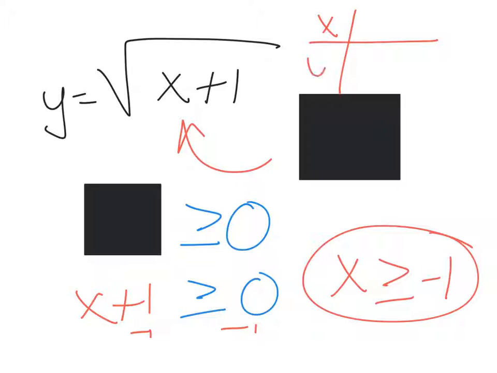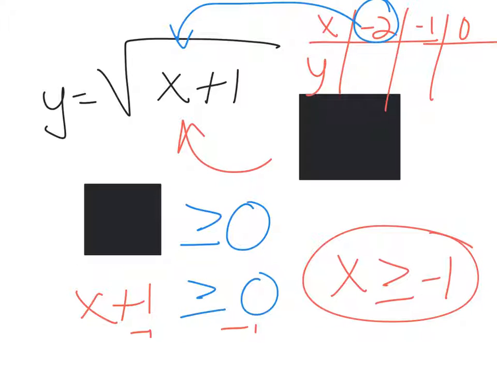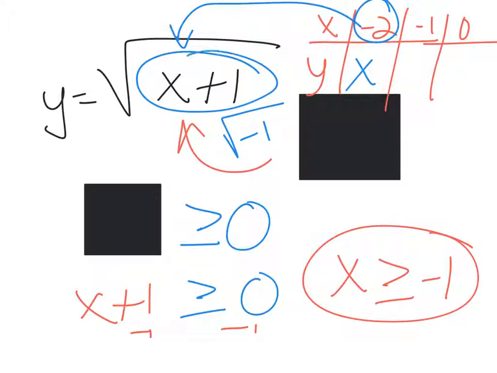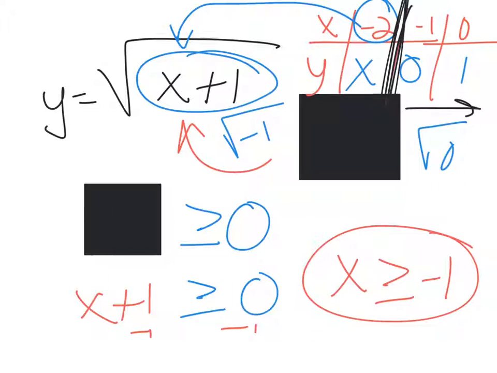So the only numbers I could put into this, if I was trying to make a table so I could sketch a graph, negative 2, negative 1, 0. I can't use negative 2 because negative 2, if I plug that in, negative 2 plus 1 is negative 1. I can't take the square root of negative 1. Now if I plug in negative 1, the square root of negative 1 plus 1 is just really the square root of 0. I can do the square root of 0. If I plugged in 0, I get 1. I can do the square root of that. So we see this is where our border is. The only x's we can use are bigger than or equal to negative 1.